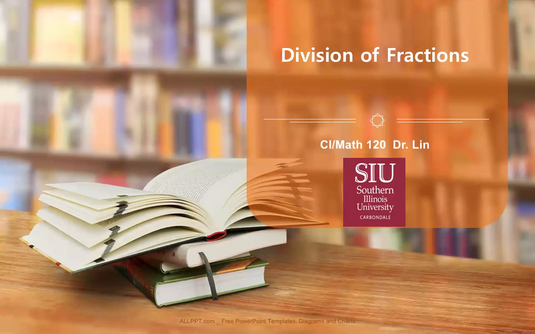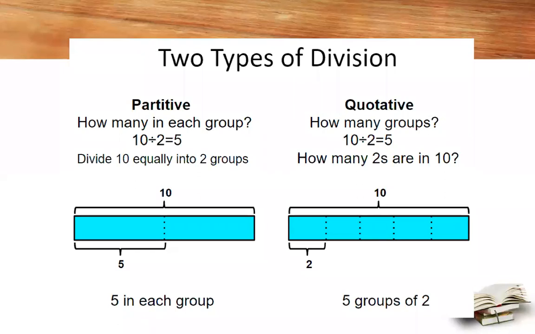This week we are going to talk about division of fractions. Let's take a look. There are two types of division. The first one is partitive. The other one is quantitative. And partitive is how many in each group.